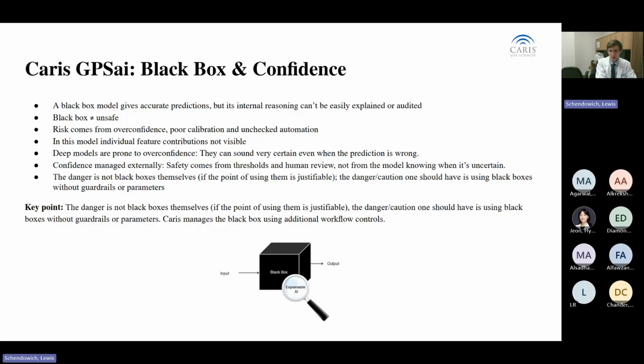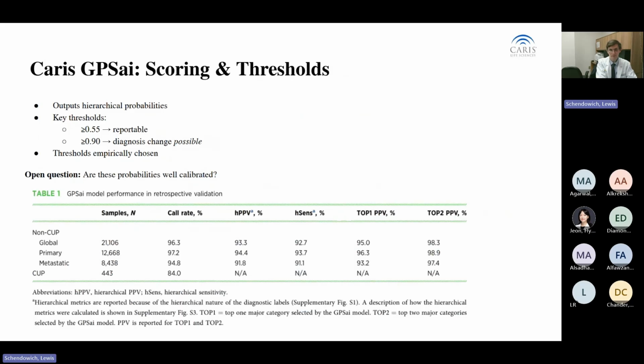CARIS manages the black box using additional workflow controls. And now let's talk a little bit about the specific scoring and thresholds, and then we'll compare each model and open it up for discussion. So the outputs have specific thresholds. The threshold here is greater than 0.55, which gives you a reportable diagnosis, and greater than 0.90 means a diagnosis change is possible. The threshold is empirically chosen, and the question then becomes, are these well calibrated? How confident is the machine, and how well calibrated is that?